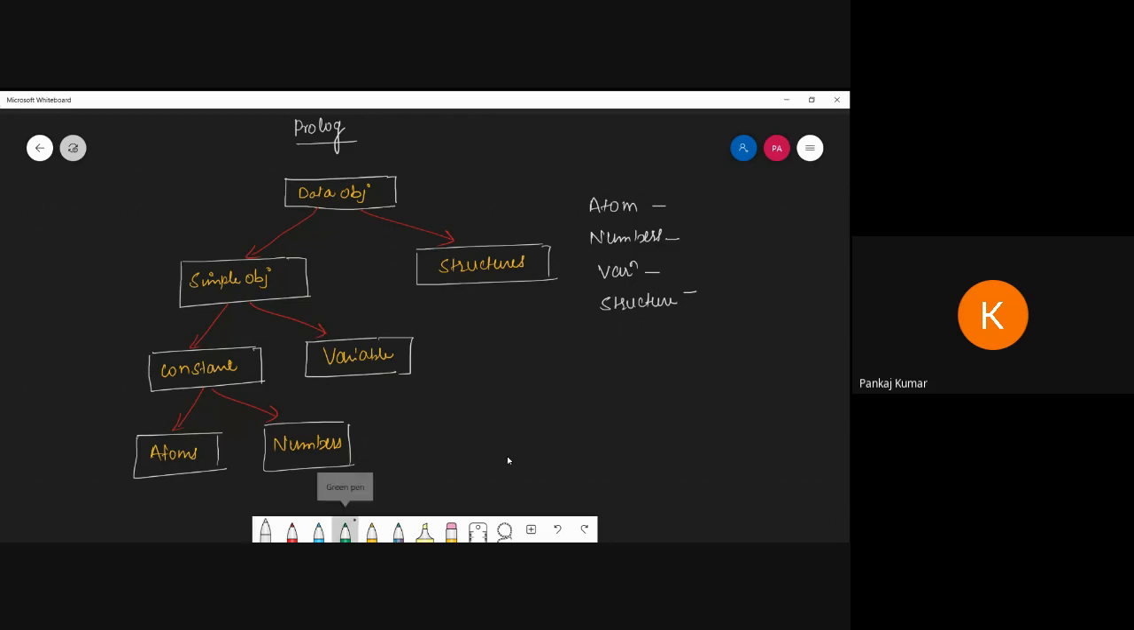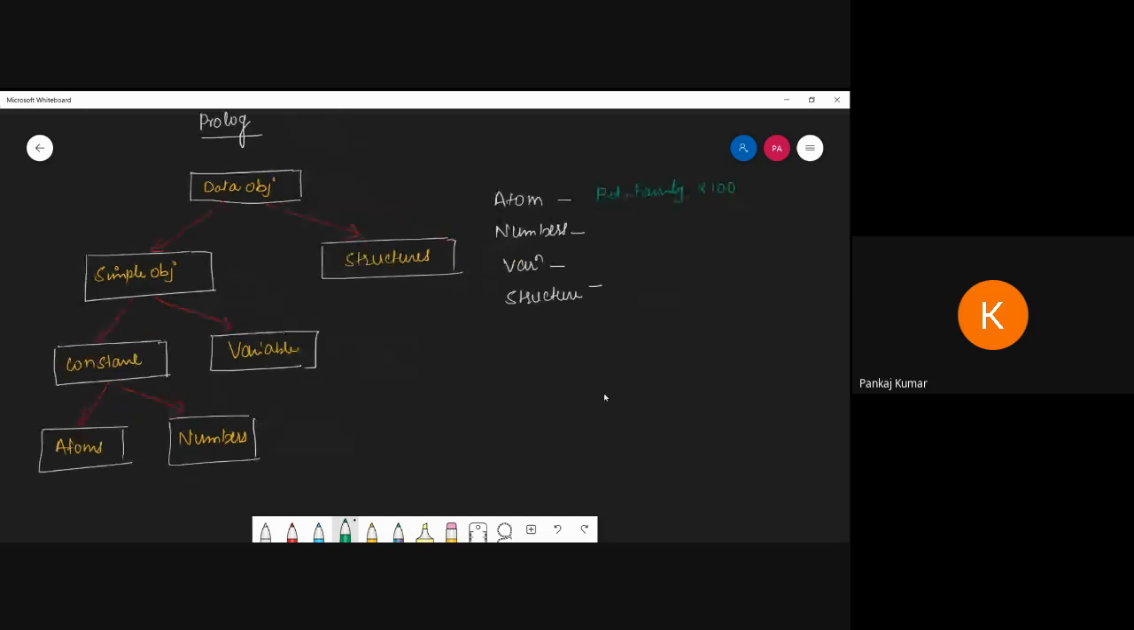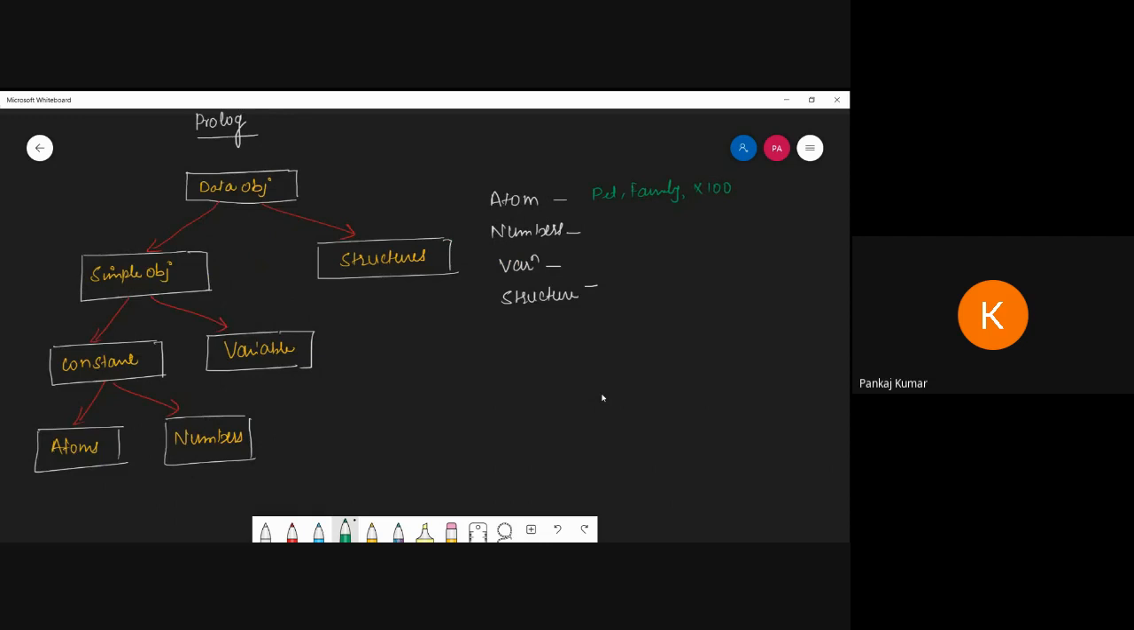So now see, suppose I'm writing the atom, so that means I'm talking about the object. So what will be the object? Maybe any name, like suppose I'm writing pet, family. So this is the object, and with numbers also. Suppose I'm writing x00. These are atoms. That is the example of the atom, and we can also use something like x underscore pet.